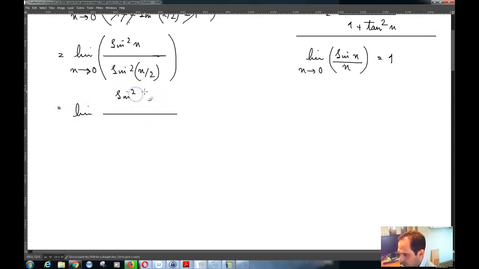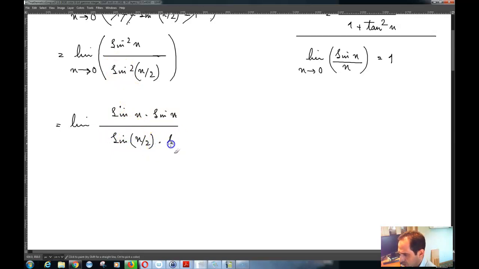sine squared. Now over here you have sine x by x, so I have to write this as, this is a little bit tricky, you need to pay attention. So the limit of sine squared x, I write it as sine x times sine x, and over here I have sine x divided by 2 times sine x divided by 2. Okay, and then I want to calculate the limit of this whole thing as x tends to 0. So I've just rewritten this thing down here.